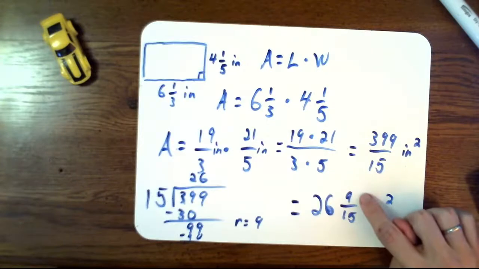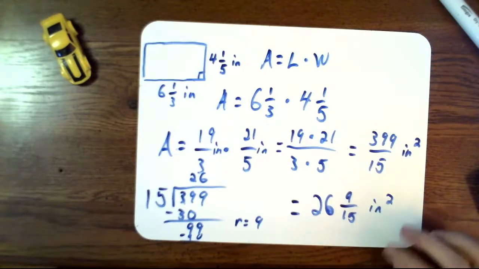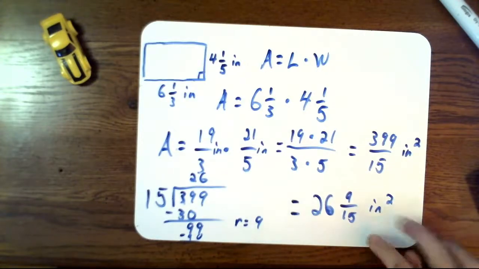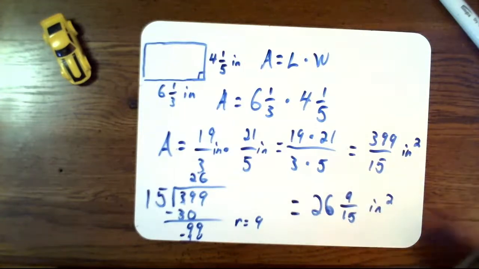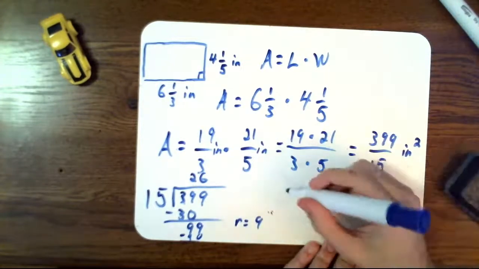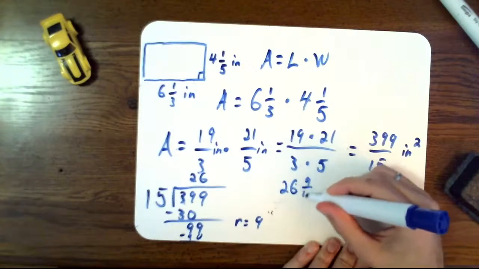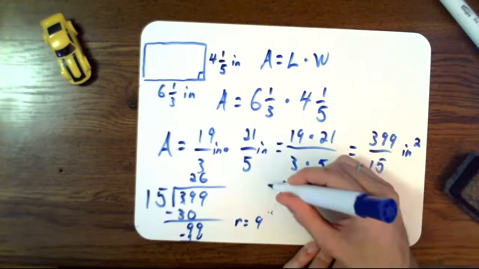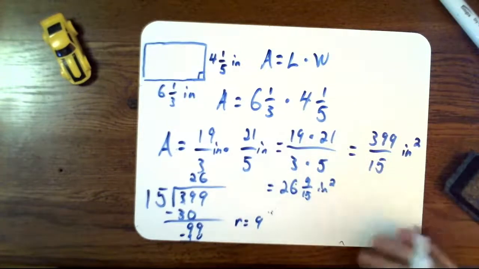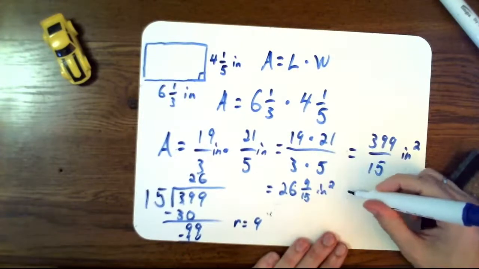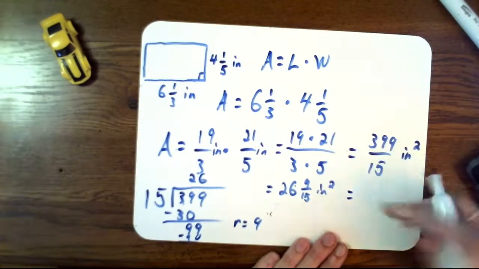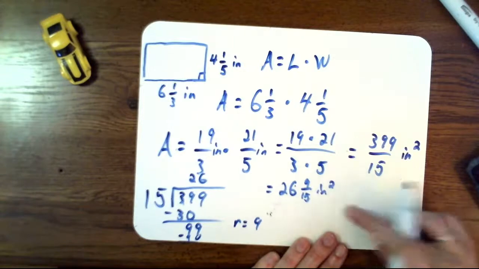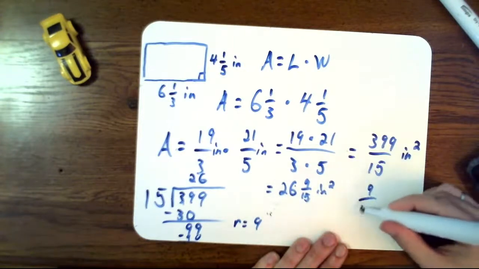9 is not prime, it's a composite number. 15 is not prime, it's a composite number. And there's a multiple between these that these two share. 26 and 9 over 15 inches squared. So let's just take the fraction portion aside.